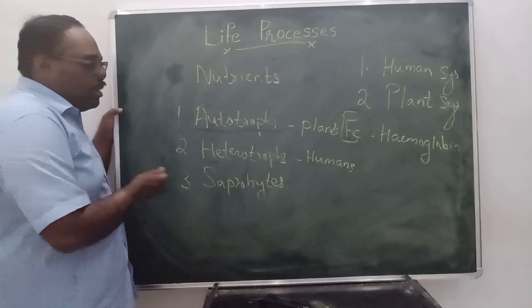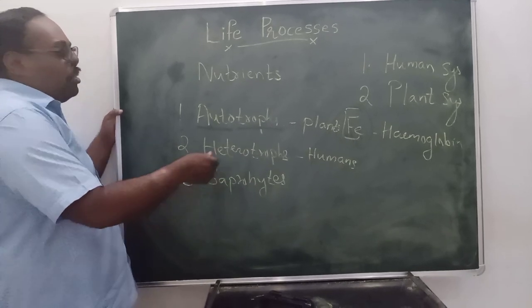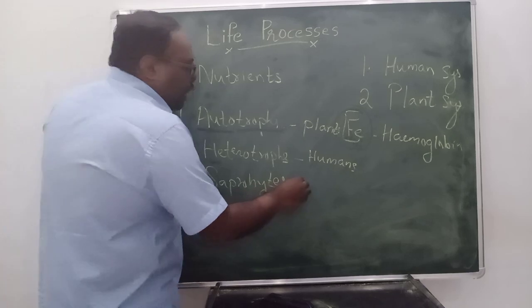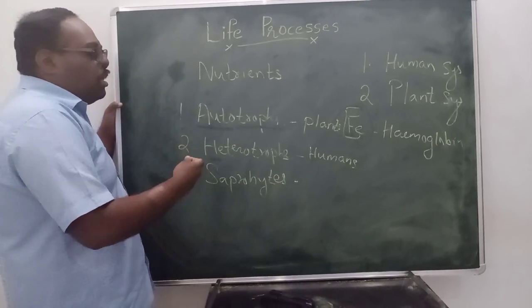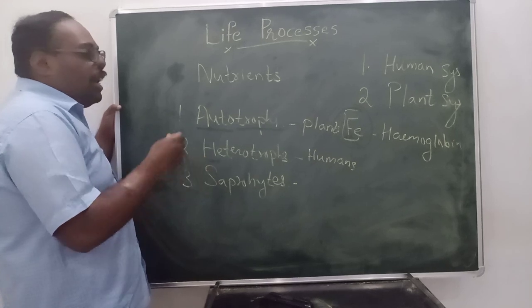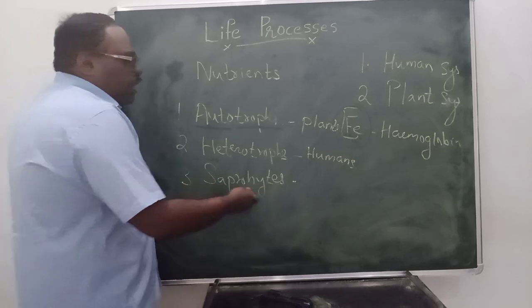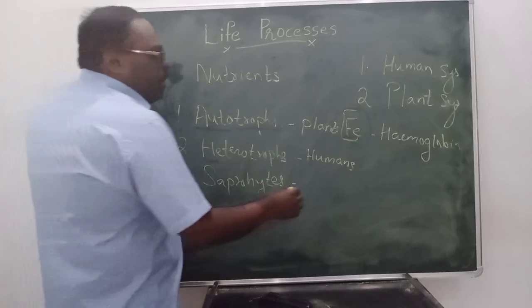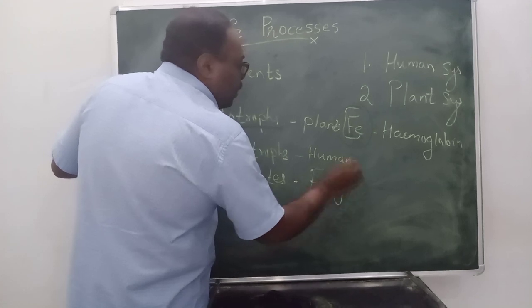Third, saprophytes. Sapros means dead, phytes means which takes nutrients from that. That means organisms which feed on dead bodies to take nutrients are known as saprophytes. The best example for this is fungi.